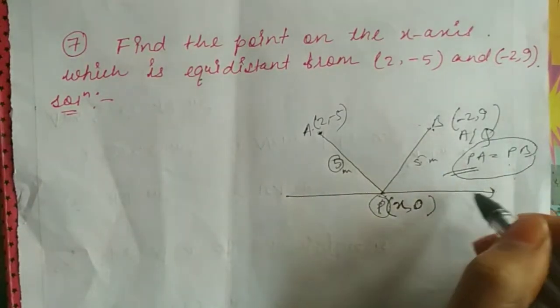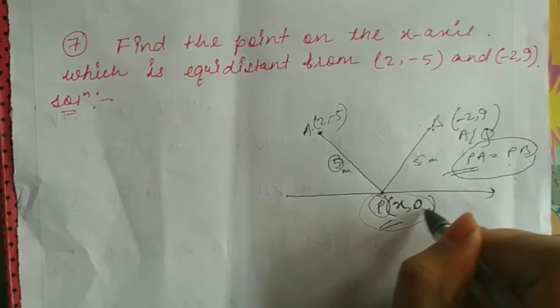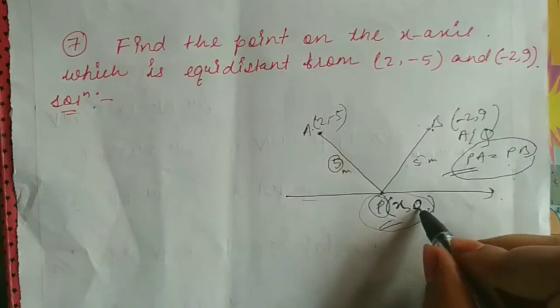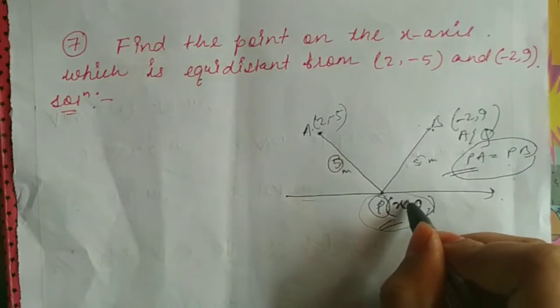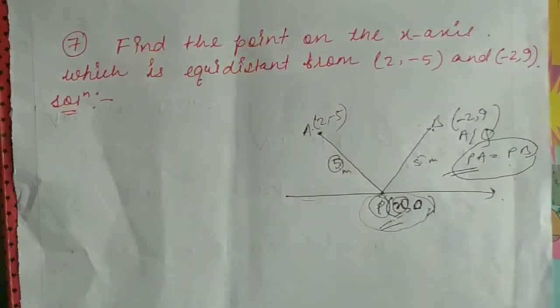We have to find the coordinate of the point which lies in the x-axis. The y value is already 0, so we only need to find the x value. Once we find x, we get the coordinate of P.